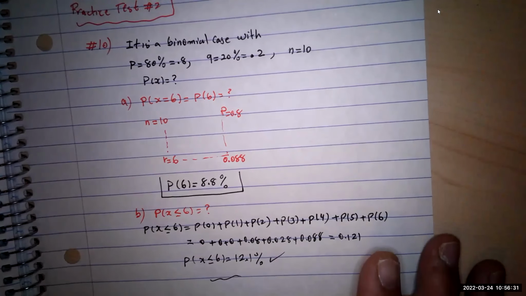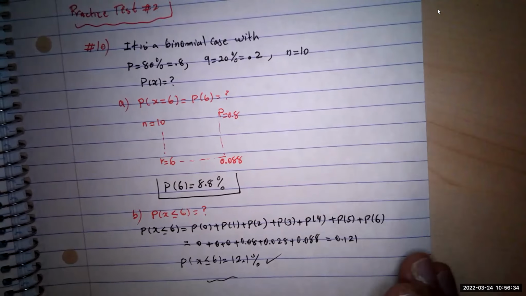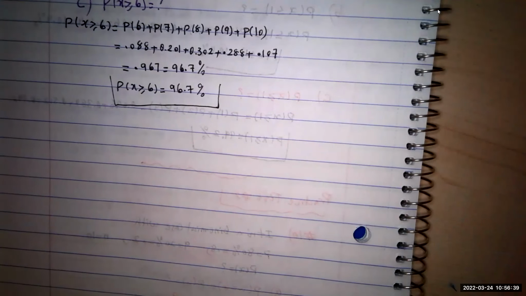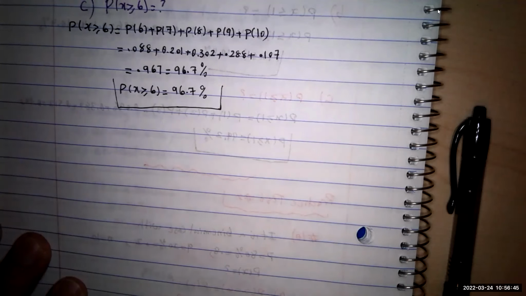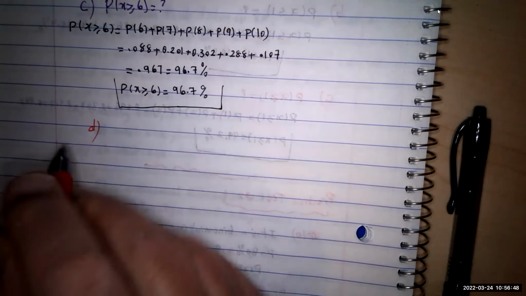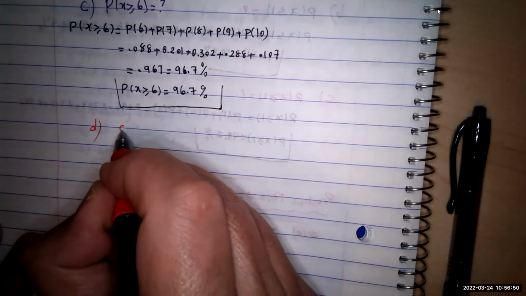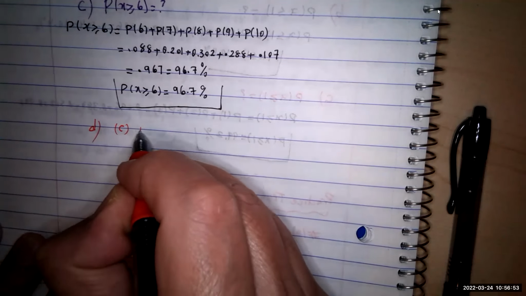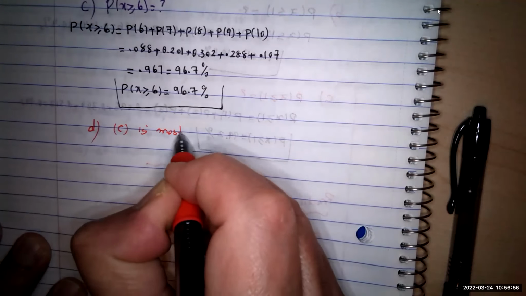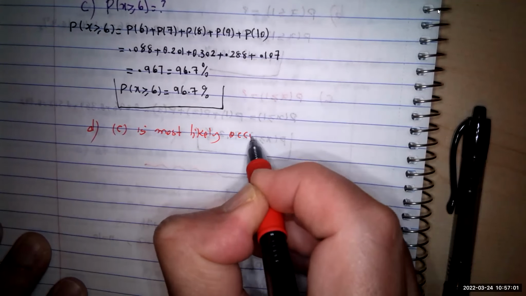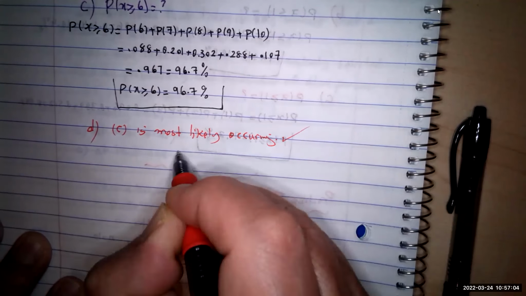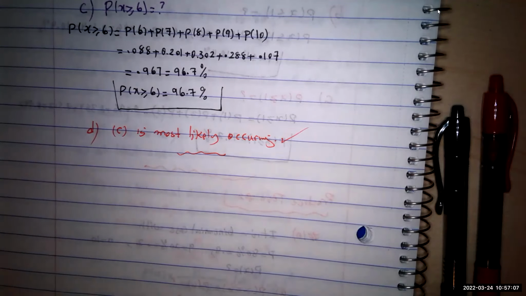Of course, case C, the chance that would happen is going to be case 3 because it's 96.7%. So to answer part D, you can say that case C is most likely occurring. So that gives you the result right away. Very easy case. Okay, any question?